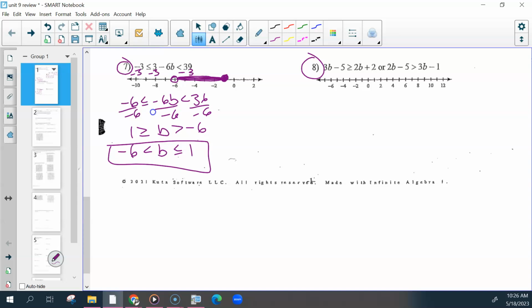So and should always overlap. They should always be going towards each other. Questions on that one?